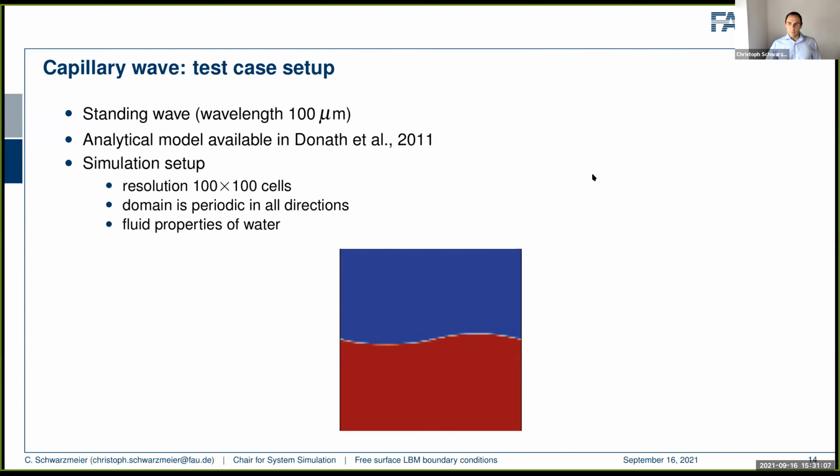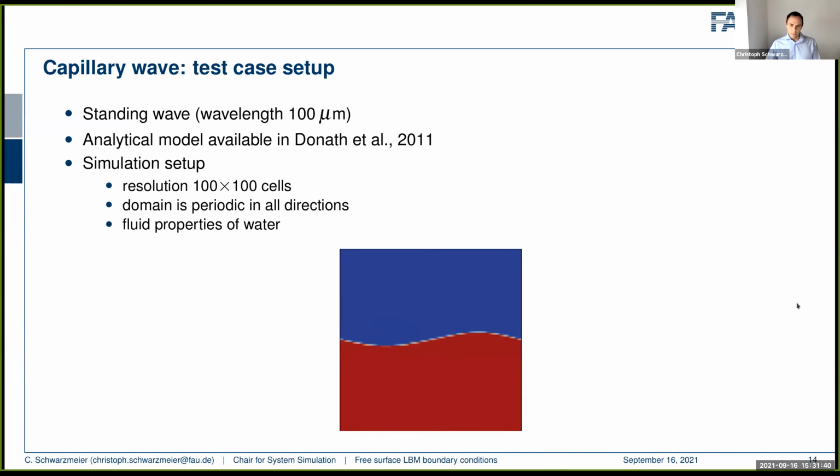And my first numerical setup is a capillary wave. So it's a standing wave with a wavelength of 100 micrometers. And the good thing about this setup is that we have an analytical model available. So the simulation setup is quite simple. I have a resolution of 100 by 100 cells. The domain is periodic in all directions, and we've simply used the fluid properties of water. And as you can see, I've initialized simply a sine curve here when the video starts over, which is then influenced by gravity.